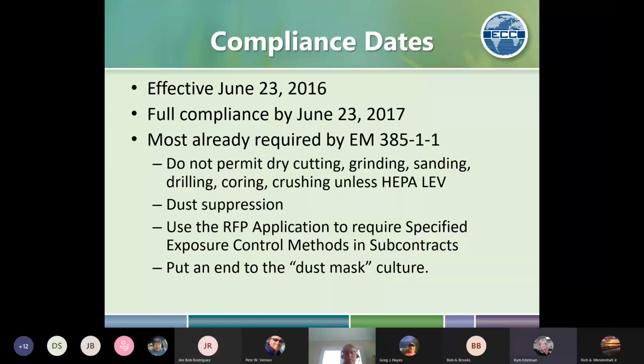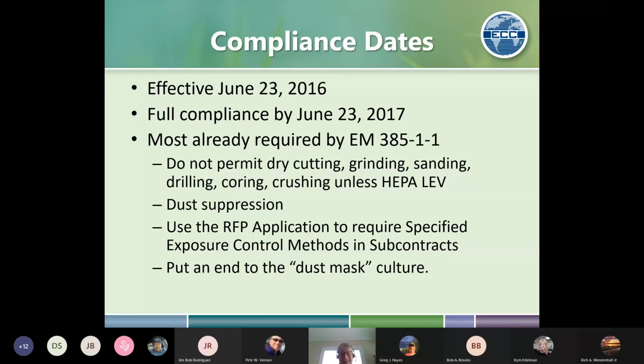And then these were the compliance dates in the standard, but you can see that full compliance was to be in place 4 years ago. So we're well into the compliance, but most of the stuff is already required by EM 385.